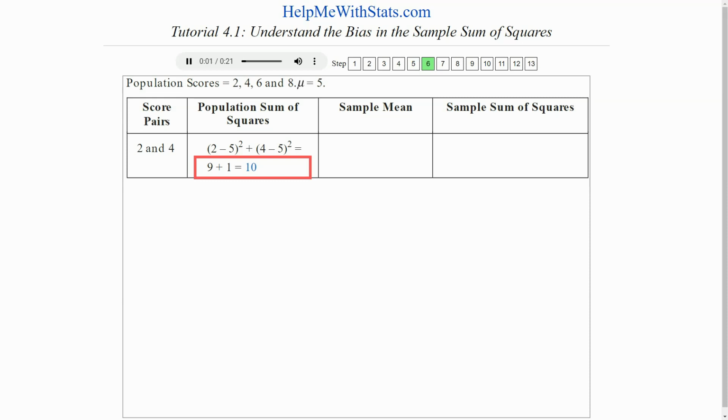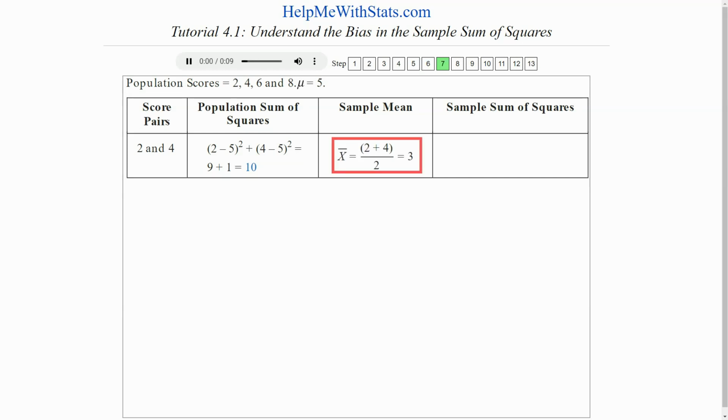Let's simplify the squared deviations. The squared deviation of the first score is 2 minus 5 squared, which is 9. The squared deviation of the second score is 4 minus 5 squared, which is 1. We add these two squared deviations, 9 and 1, and the result is 10.